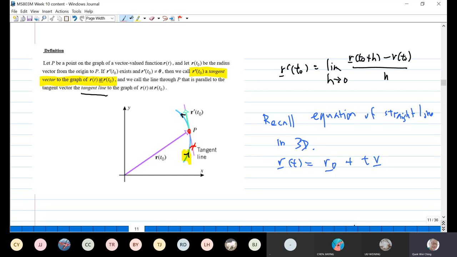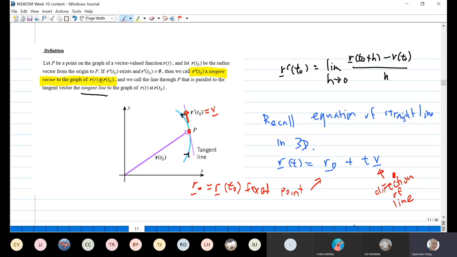So I have a fixed point. This point r0 is a fixed point. Maybe in this case it is r at t0. And then what is v here? v is the direction of the straight line. So there is a vector v here. Usually you can take this as the velocity v, the direction of the straight line.